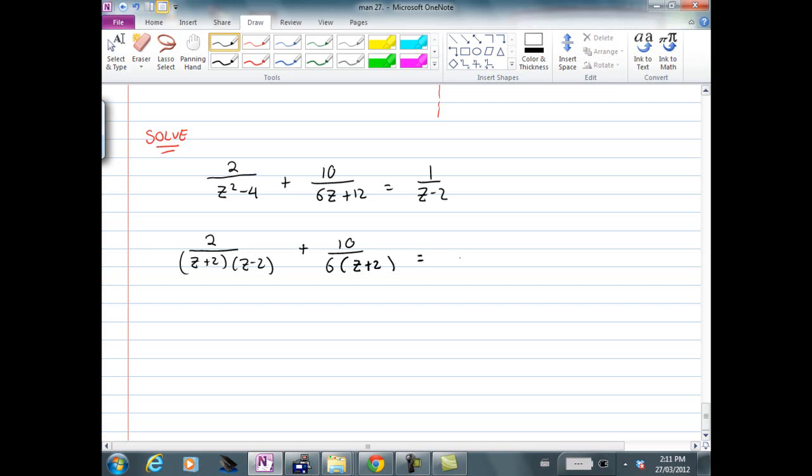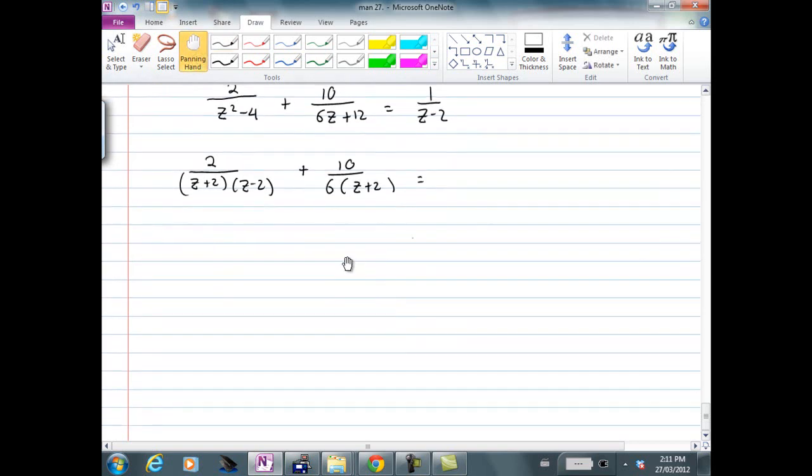Okay? Equals to the stuff on the right side. I'm not going to worry too much about it yet. 10 and 6 can be reduced. Why don't we just reduce it? Okay, just do it nice and slow. Keep it simple. 2 over z plus 2, z minus 2, plus 5 over 3 times z plus 2. And on the right side, it's 1 over z minus 2.